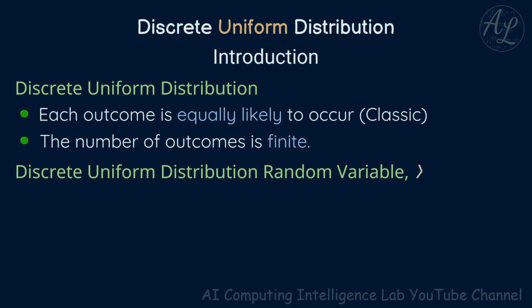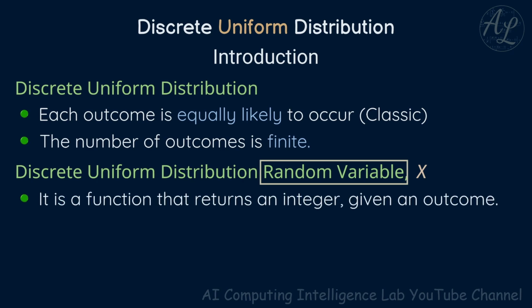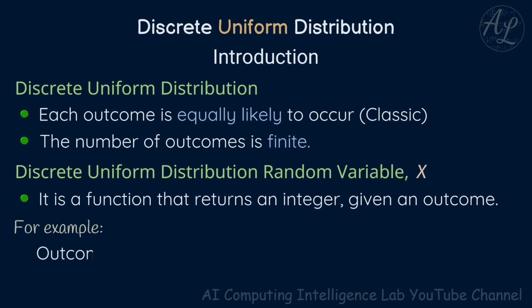We designate its random variable by capital X. A random variable, even though it uses the term variable, is actually a function, and for discrete uniform distribution, it is a function that returns an integer given an outcome. For example, if we have an outcome, let's say a face of a die with 4 dots in it, and we apply a random variable to it, it should return an integer. For example, the random variable can return 7. It's just an example.